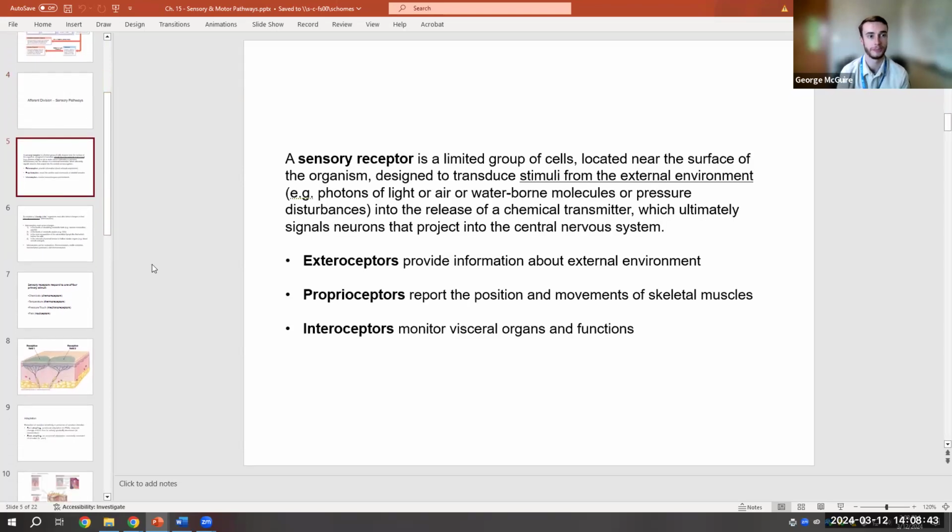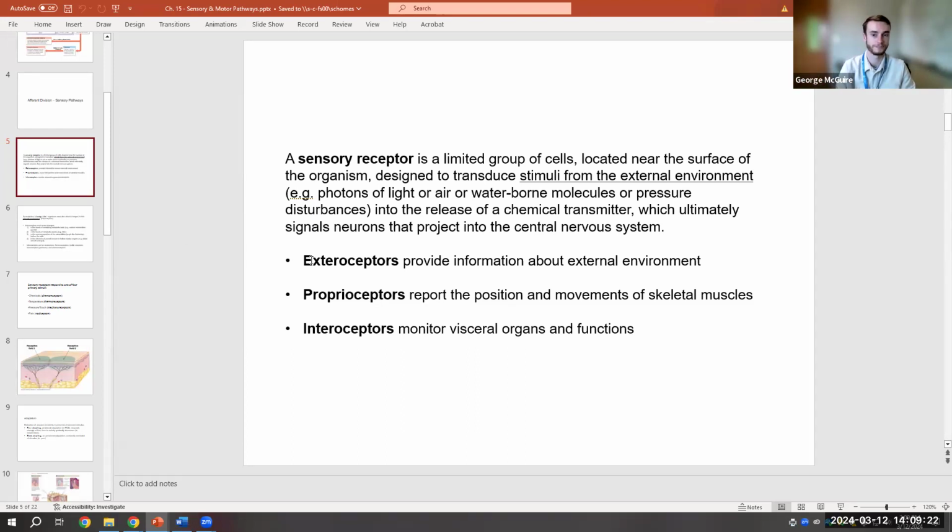And so all of our sensory pathways are going to start with some type of a sensory receptor. So these are typically going to be groups of cells. For an exteroreceptor, these are going to be located near the surface of the organism, or located near the surface of some tissue for the interoreceptors. And these are designed to transduce stimuli from our external environment into the release of neurotransmitters that ultimately causes that sensation and response. So we're receiving the sensation, receiving the signal, and then stimulating a response through the rest of our neurons.